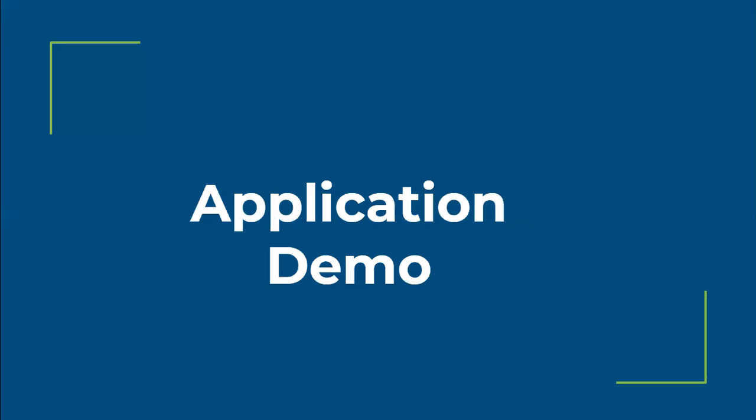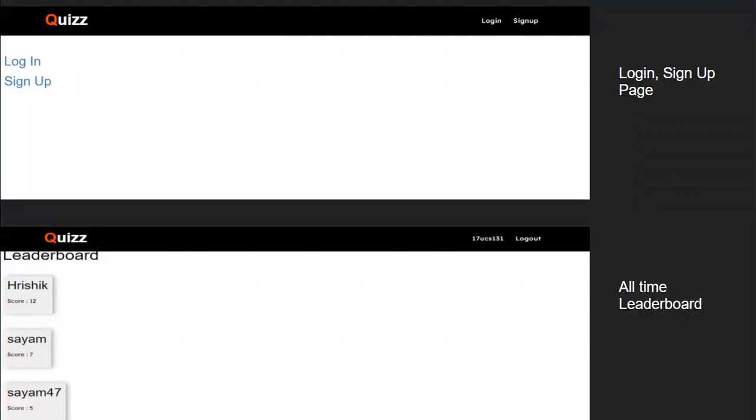Okay, so I will be going through the application demo. It contains some snapshots of our web application. Firstly, the first page of our web application will be the login and sign up page. This is how it looks. We have two options: either we log in or we sign up. If we don't have any account initially, we can sign up, and then we will automatically be directed to the login page.